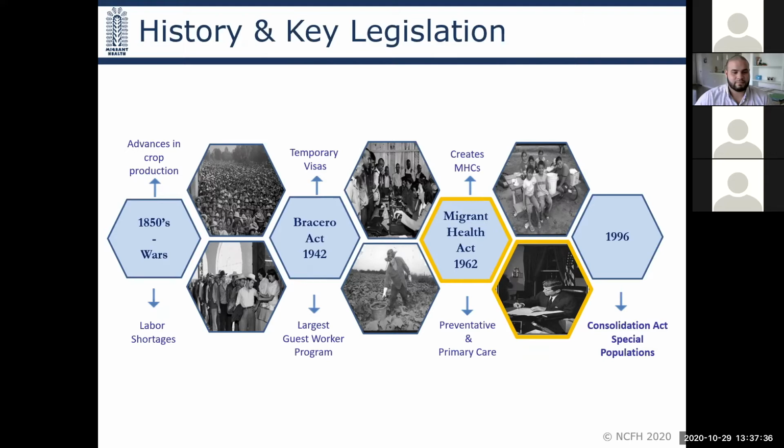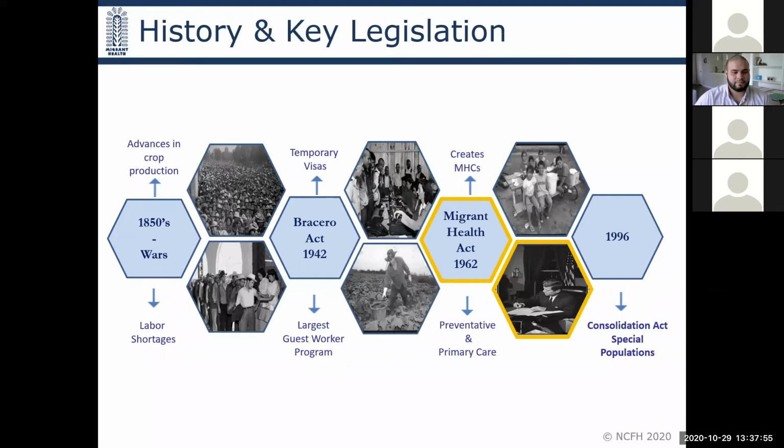In 1952, the H-2 program was established. It was similar to the Bracero program, but required certification of labor shortage to legally import workers. And this program is still in existence. You've probably heard of H-2A workers. They are part of that original program.